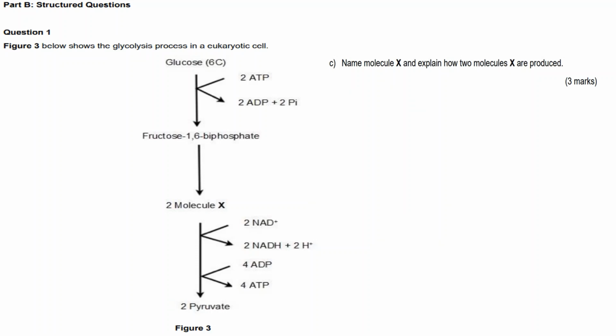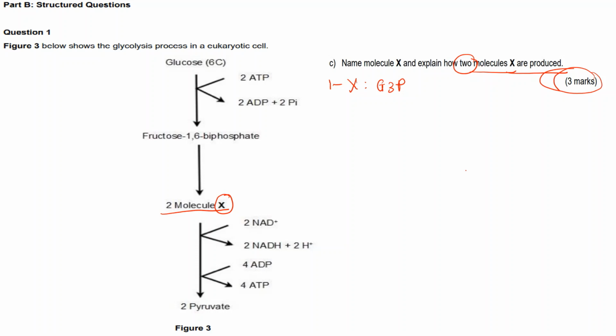So question C, name molecule X and explain how molecule X is produced. If you look at the question, the mark for this question is 3 marks. For the first point, you have to state what X is. X is G3P. For the next 2 marks, you have to explain how the 2 X molecules are produced.